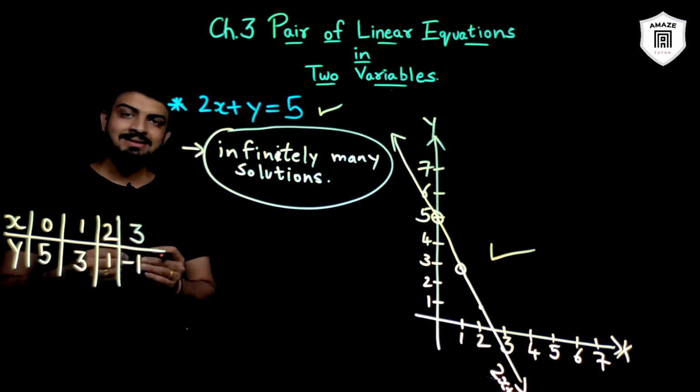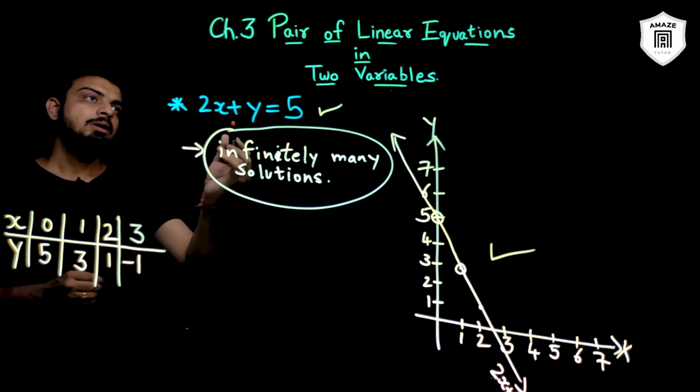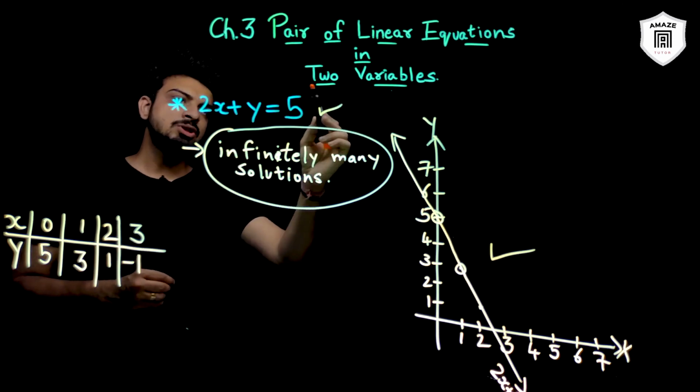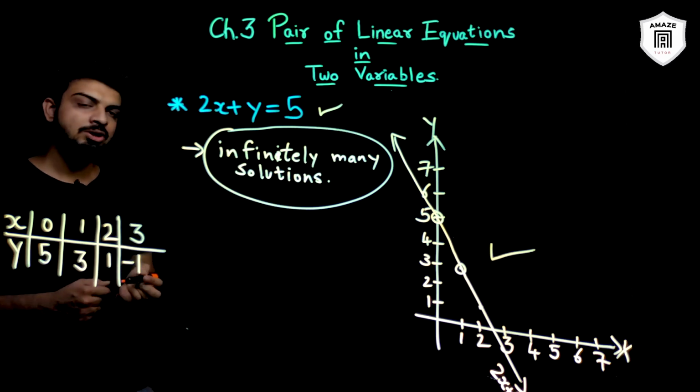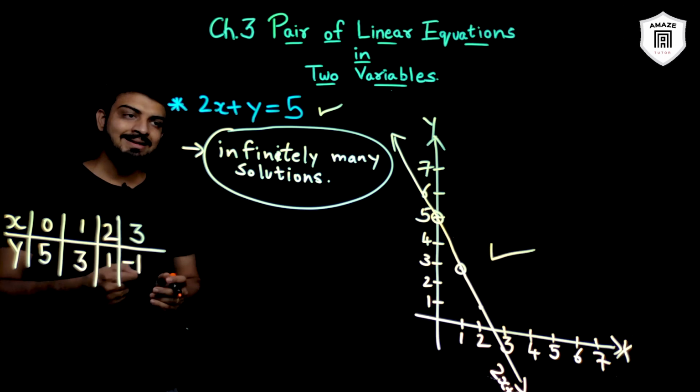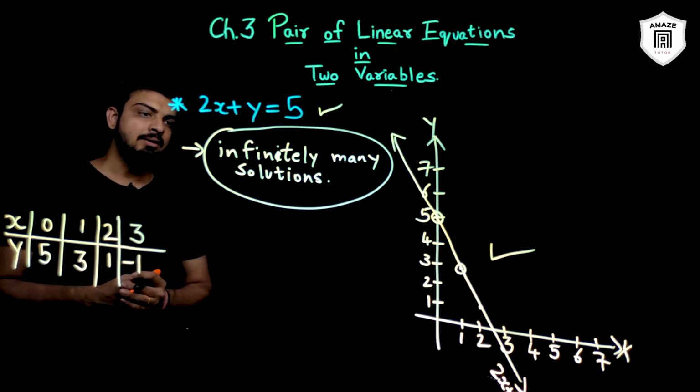And next I am going to cover pair of linear equations in 2 variables. So we have seen a linear equation in 2 variables. Now what do you mean by pair of linear equation in 2 variables, which we are going to cover next. So let's see it, and let's see some facts about the same.